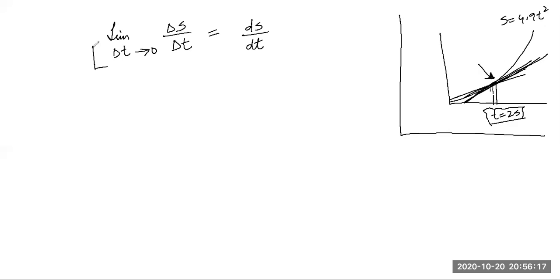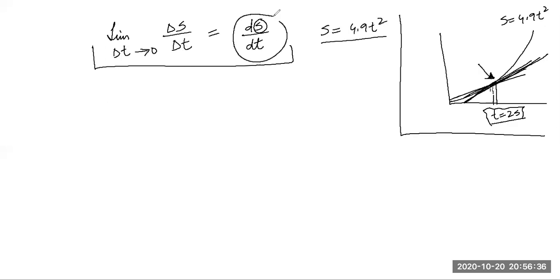So finally, I concluded this 3-4 lectures before. Limit delta t approaches 0, delta s by delta t is ds by dt. That is the derivative of the function s. What was the function s? s was 4.9 t square with respect to time. So a very, very important thing, the new thing in mathematics: the derivative of a function with respect to time.